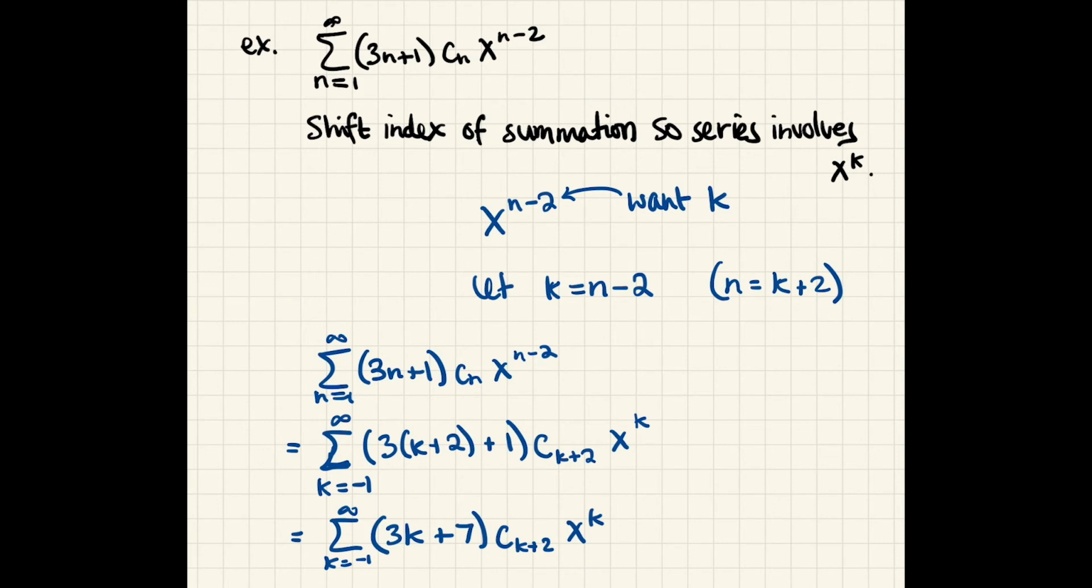Let's verify that we get the first term equal in both cases. So when n is equal to 1 here, we're going to get the first term being 4c1 and then x to the -1. And when we write the first term of this series, when k is -1, we're going to get 7 minus 3, which is 4, c sub -1 plus 2, which is 1, x to the -1. So indeed, this will generate the same terms as this will.